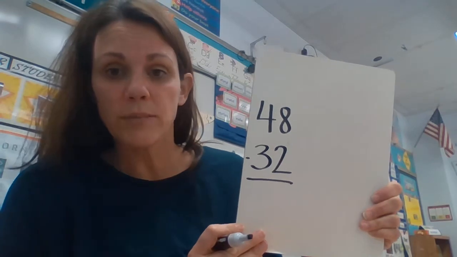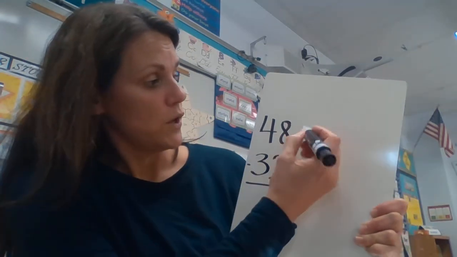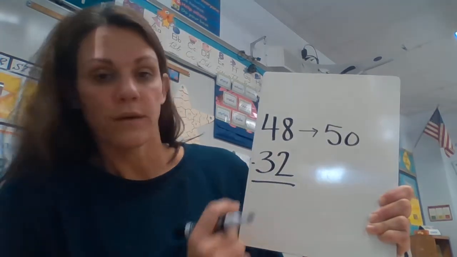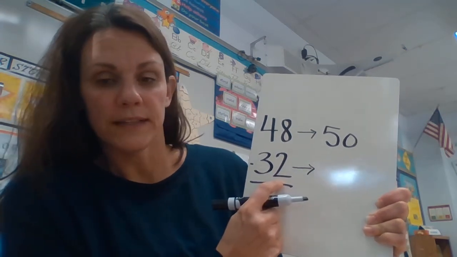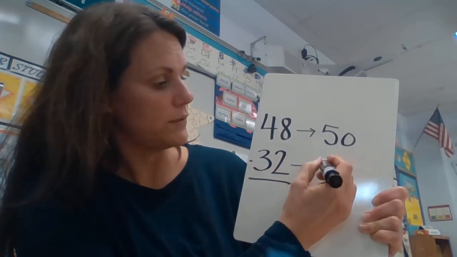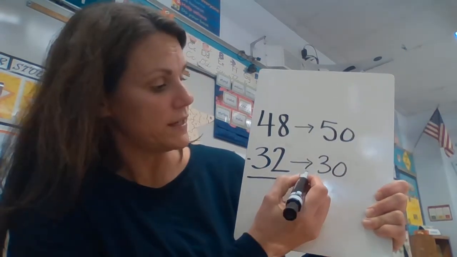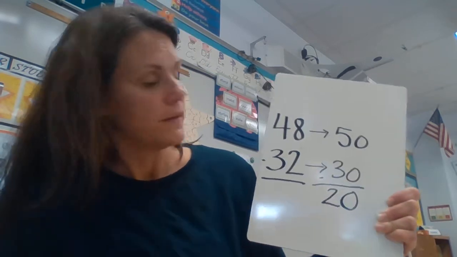So again, when we have a problem that we need to estimate, we round first. 48 rounds to 50. 32: the 2 is less than 5, so we round to 30. This time, instead of adding them together, we subtract them, which gets us 20.